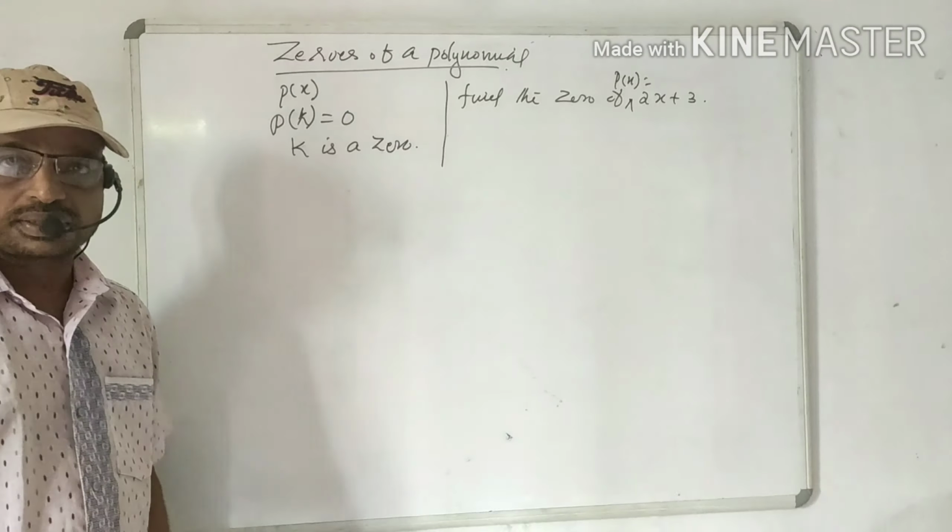So a first degree polynomial will have only one zero. A second degree polynomial will have two zeros. A third degree polynomial will have three zeros. A fourth degree polynomial will have four zeros. Or generally speaking, an nth degree polynomial will have n zeros. How about the constant polynomial? A constant polynomial has no zero. A constant polynomial is a polynomial of degree 0, therefore it has 0 zeros.